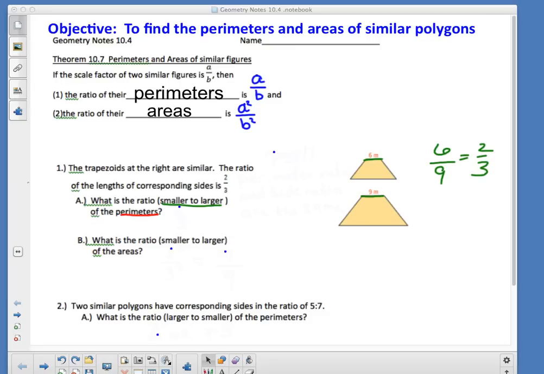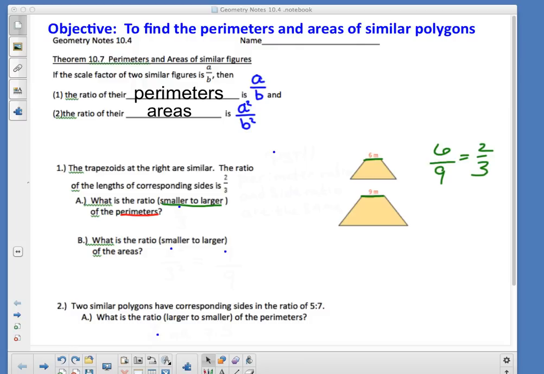All right, we got 10-4, and our 10-4 is our last new piece of material before our 10-1 to 10-4 test, or I'll say quest, because it's only half a test of chapter 10. Now, here's the deal. Today's objective: to find the perimeters and areas of similar polygons. It's not going to be a secret. I already got it up there.